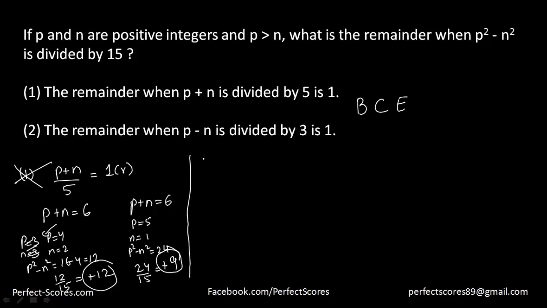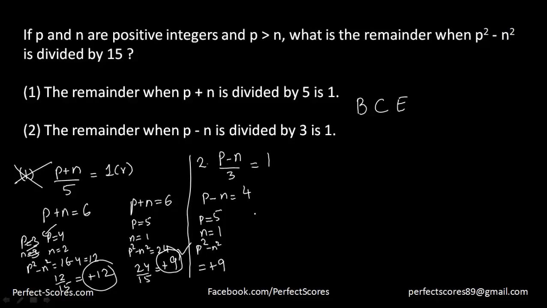Let's go with the second statement. The second statement says that the remainder when p minus n is divided by 3 is equal to 1. Let's suppose p minus n is equal to 4, right? When you divide 4 by 3, the remainder is 1. If p is equal to 5 and n is equal to 1, the values 5 and 1 are actually satisfying this. You can clearly see that. Then the remainder when p square minus n square is divided by 15 is equal to 9, as you can already see there.